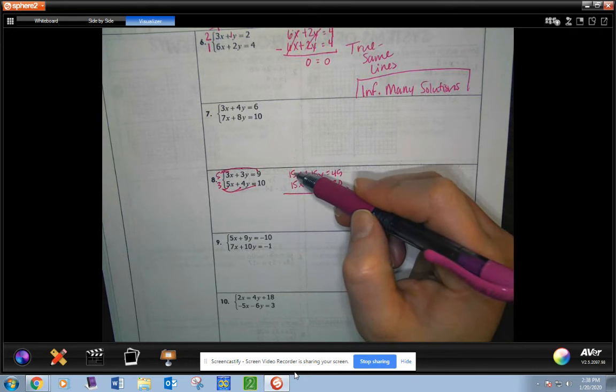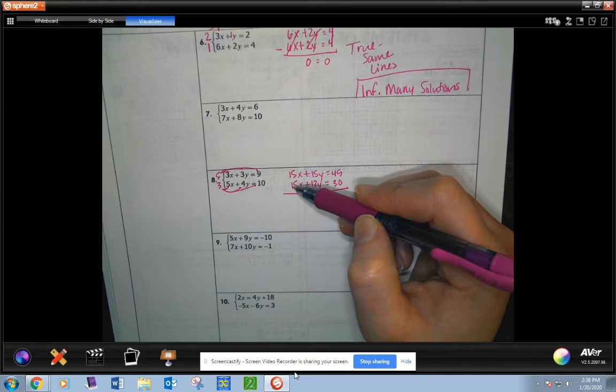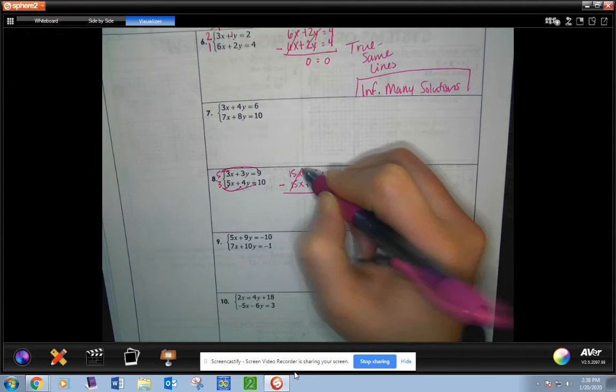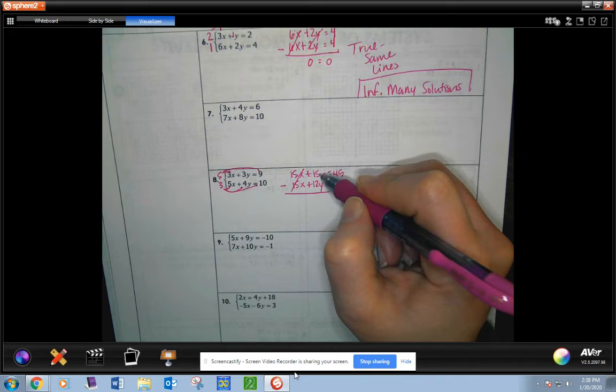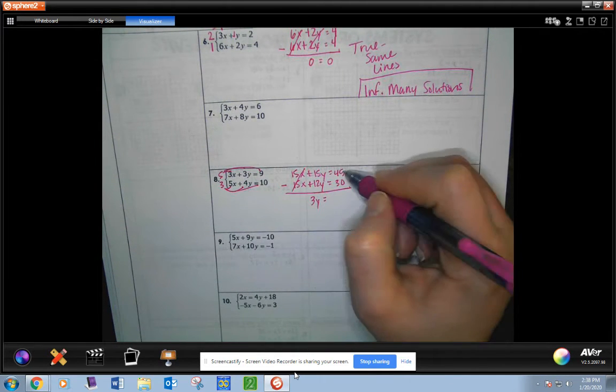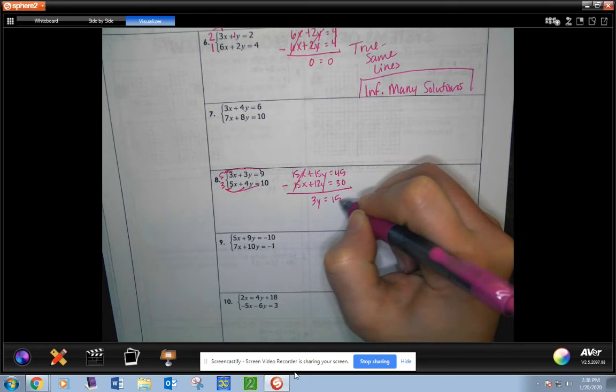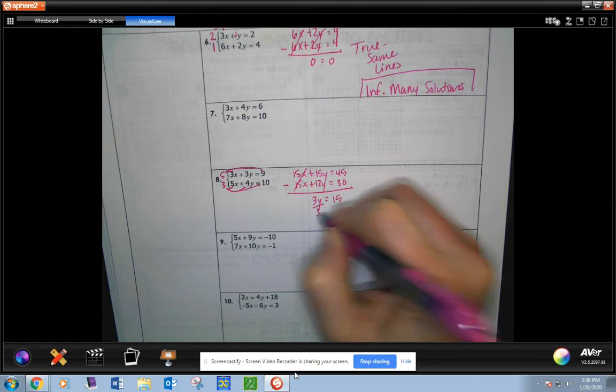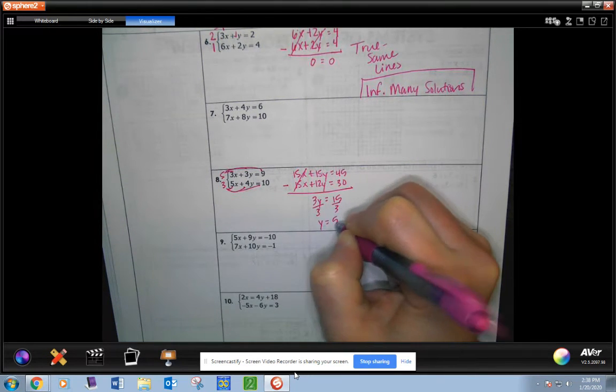So now my x's have the same number. If I have a 15 and a 15, the only way to get that to become 0 is to subtract. So 15 minus 15 cancels. Now 15 minus 12 becomes 3y, bring down the equals, and 45 minus 30 becomes 15. When I divide by 3, that gives me y equals 5.